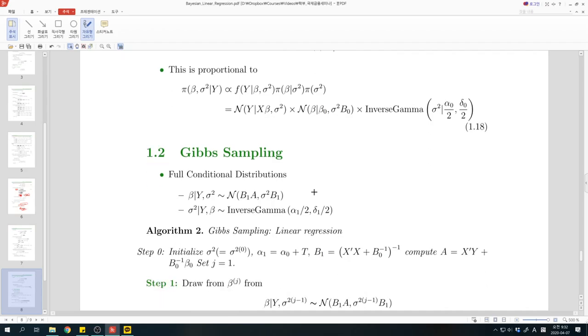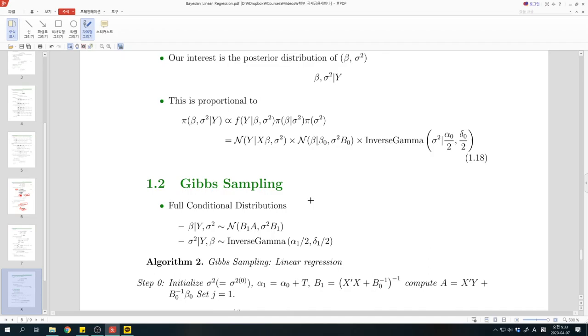So this is the intuition. What do we want to know? We want to know the mean and variance of beta and sigma square given y. Actually, there is no need to know the name of the distribution. What we need is their mean and variance, right? So the question is how to compute the mean and variance, and Gibbs sampling is the answer.